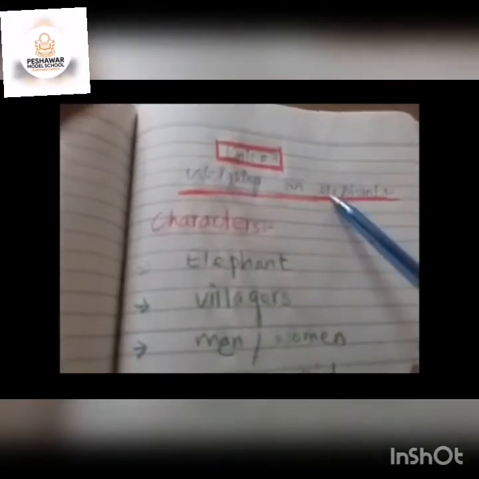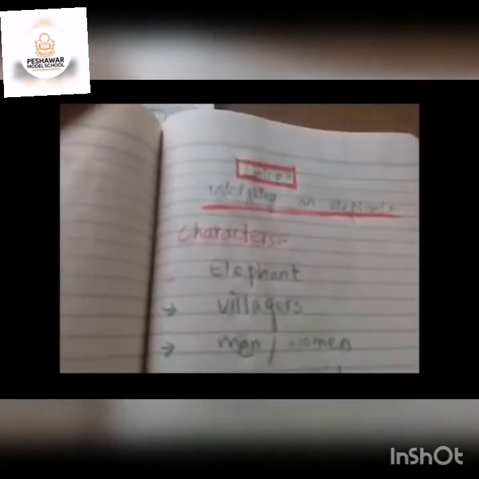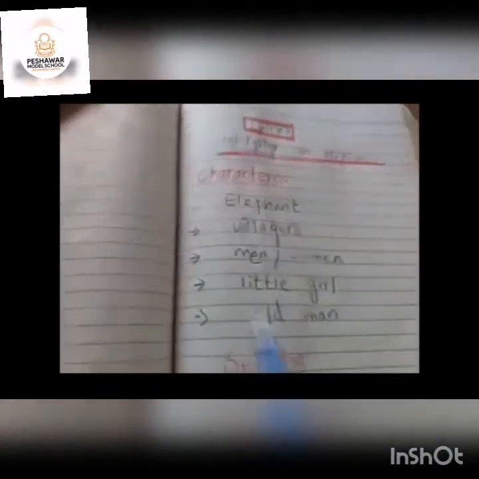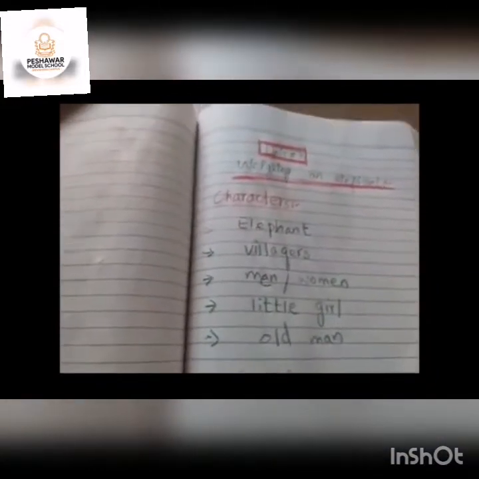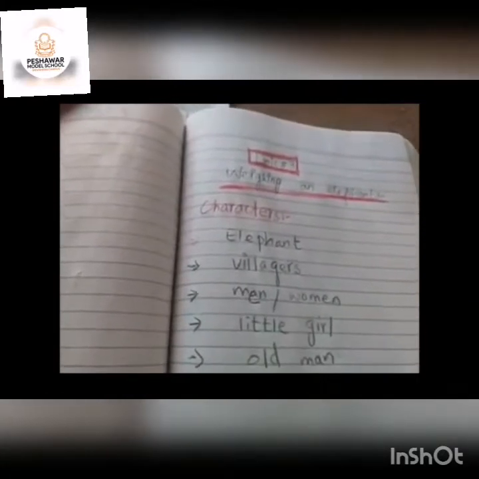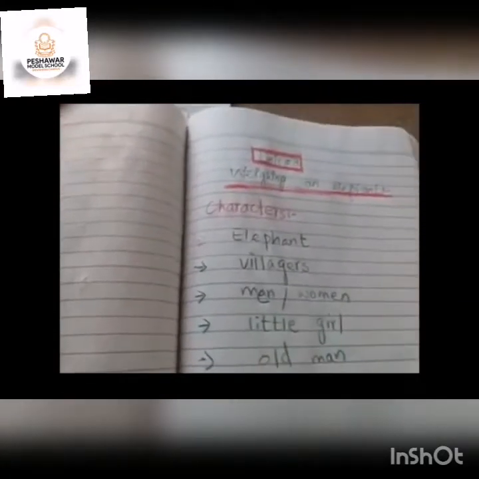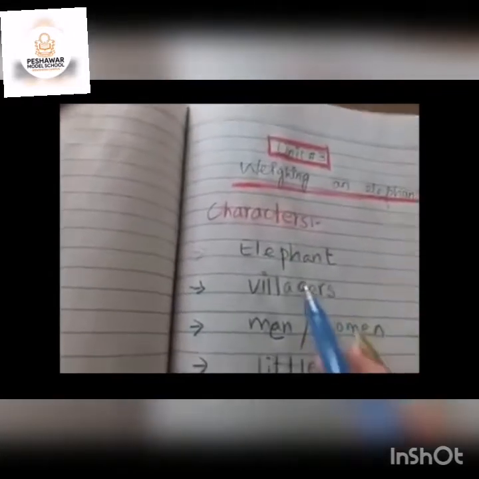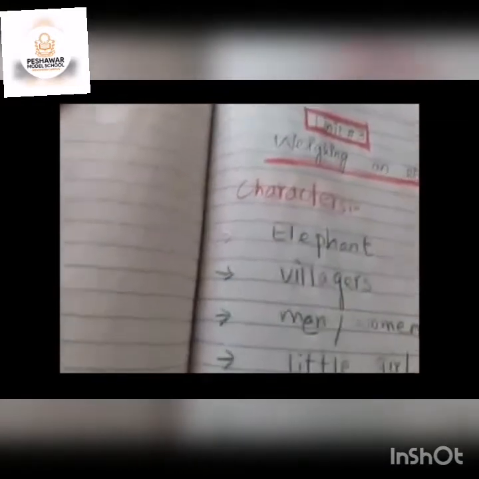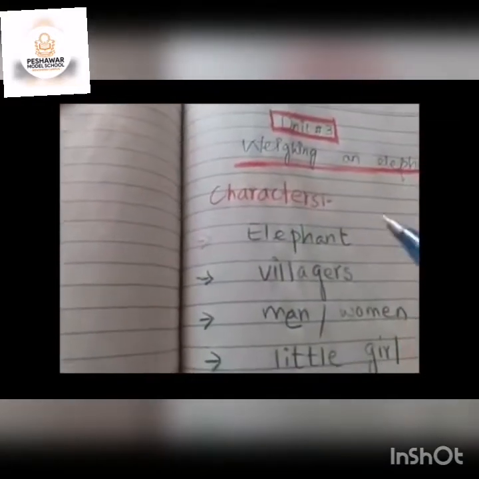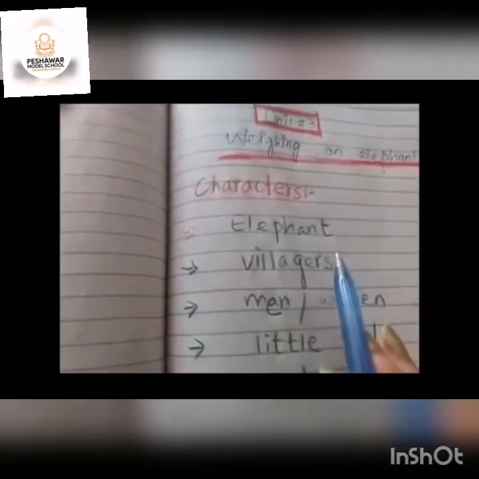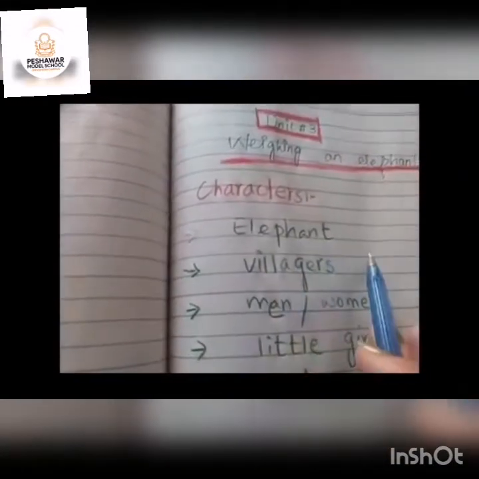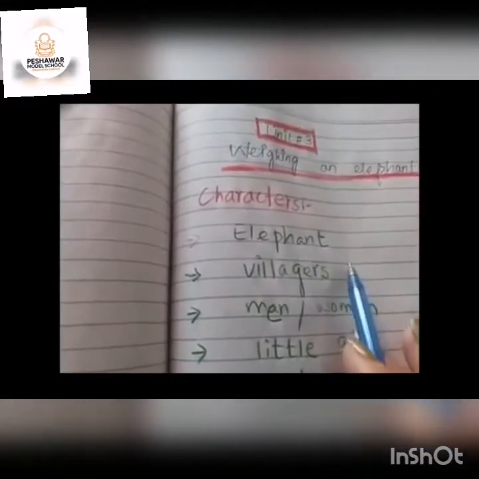First of all, we need to know about the characters. If we know about the characters, then we would know who is acting in which situation, who is talking, and what is going on in the events, who is participating. So the first thing is the characters. In unit number 3, the characters are the elephant. Elephant is a kind of animal. It cannot be a character, but here it has a big role, and this chapter is based on an elephant. So the elephant is a main character.